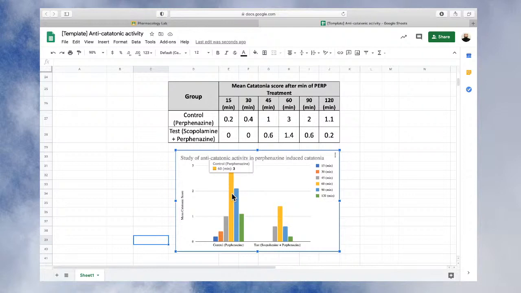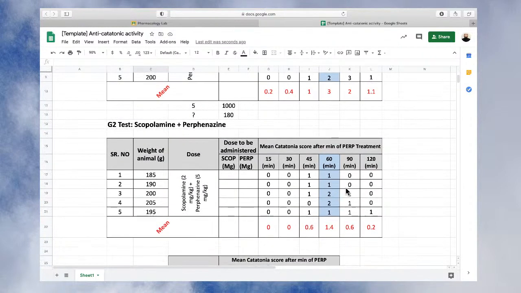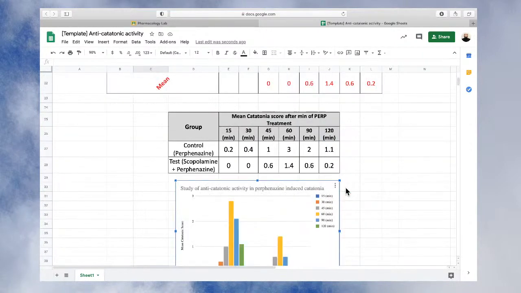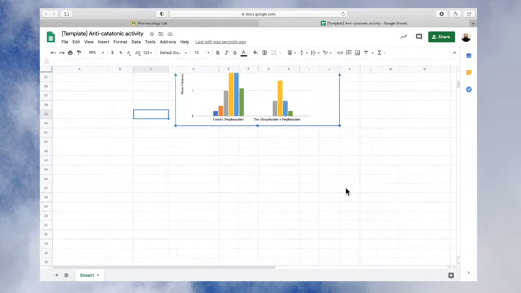So there are two interpretations for this. The first interpretation is, in case of perphenazine, there is a higher catatonic score. This indicates the catatonic activity of perphenazine. It means perphenazine produces catatonia as a side effect. In case of the second graph, when you compare with the first one, you see there is a decrease in catatonic score in the scopolamine treated group. This indicates anti-Parkinson activity of scopolamine, okay. So this is how you can do the experiment. Once you're done with this, you can copy paste your observation table in your e-journal and submit that as an assignment so that I can give you marks, okay.